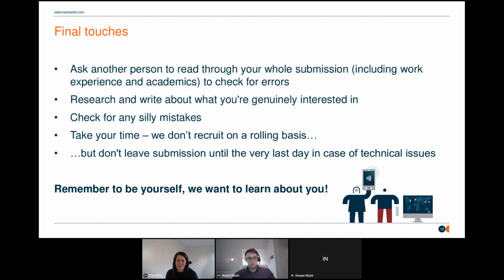So my top tip is always to ask somebody else to read through your whole submission. That includes the work experience and the academic section as well, to check for errors. I know when I'm writing copy, I get so involved in the written submission that often I will misspell things, or some things don't make sense.